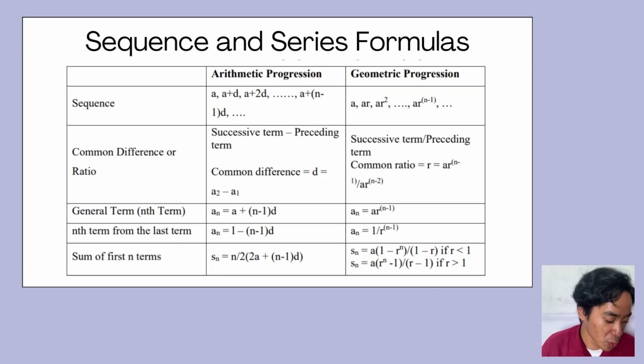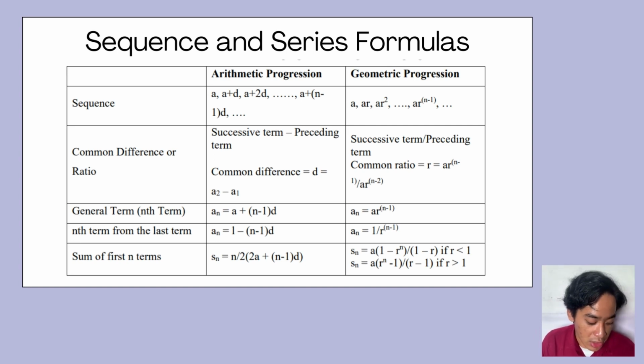Okay, the next we have sequence and series formula. So the first, the sequence of arithmetic progression is A, A plus D, A plus 2D, ..., and A plus open bracket n minus 1 close bracket multiplied by D. So the sequence of geometric progression is A, AR, AR squared, ..., AR to the power of n minus 1, and so on.